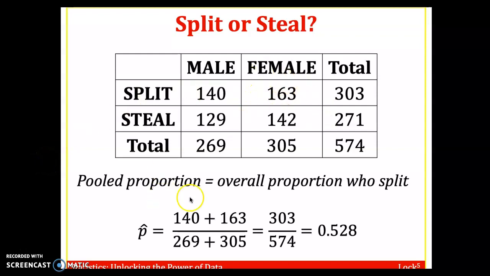So here we have our information. The pooled proportion is the overall proportion who split. So who split, we've got 303 total split out of 574. So we're going to assume that P hat is 0.528. Again, this is called the pooled proportion. We're combining both groups. And the reason why we're doing this is that for the null hypothesis, we're assuming those two proportions are equal. So I want to use one proportion in the standard error formula.